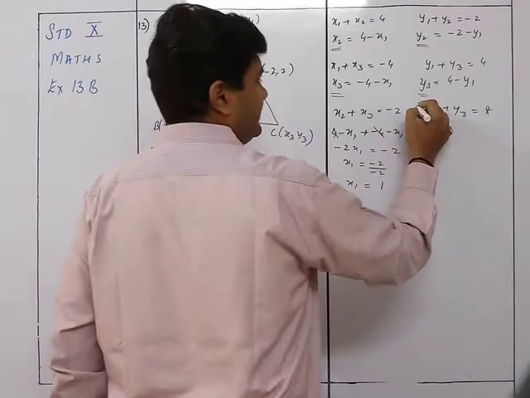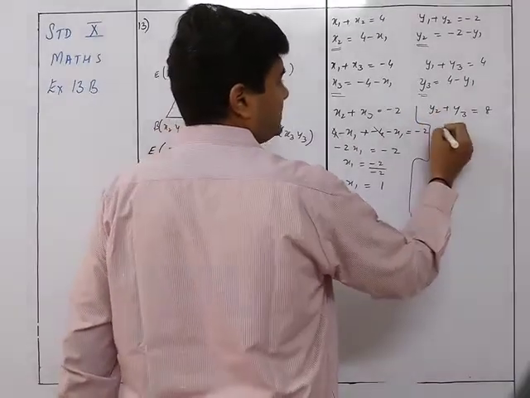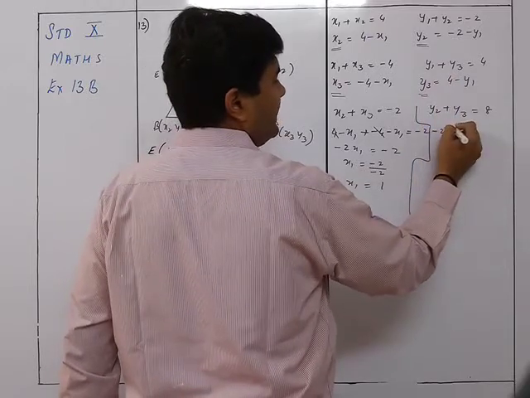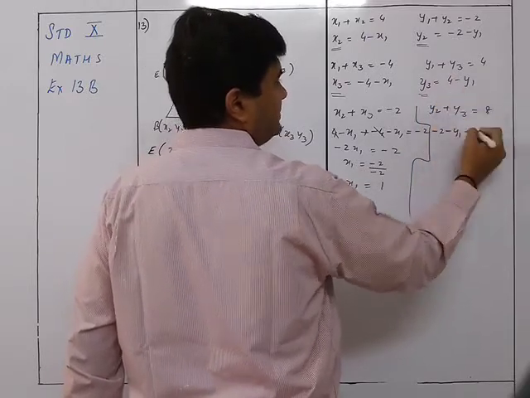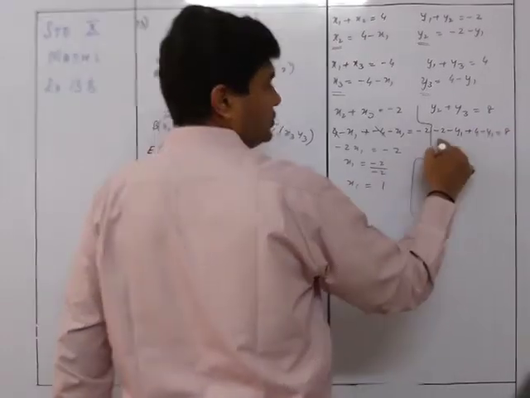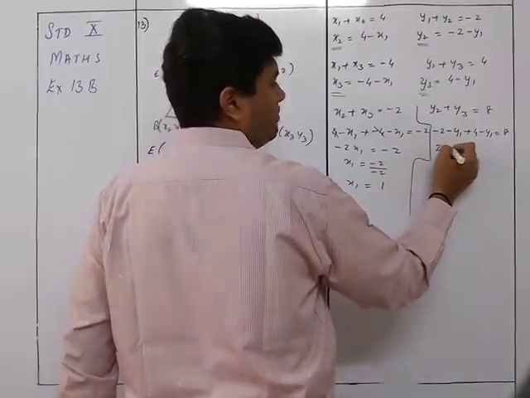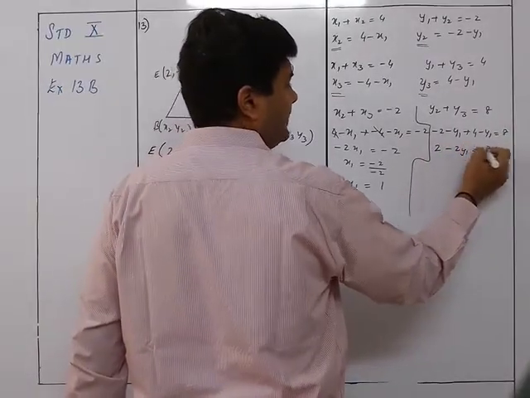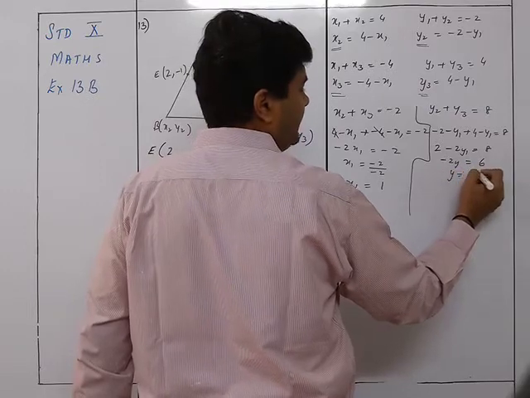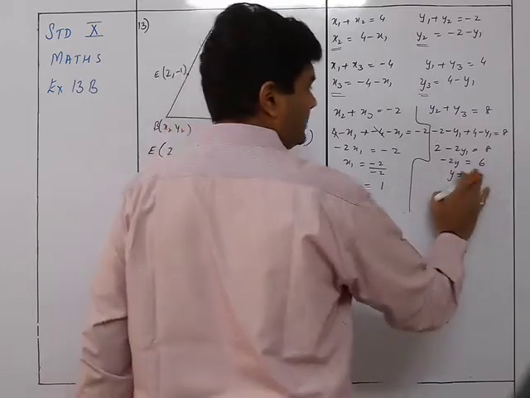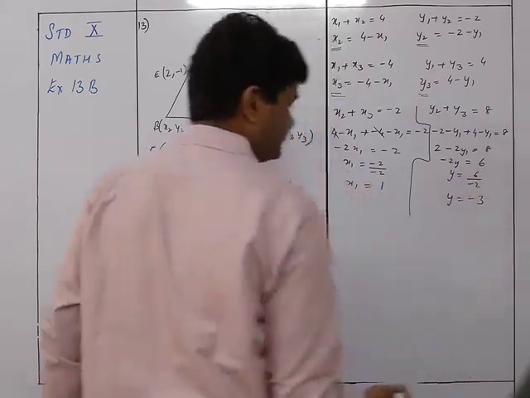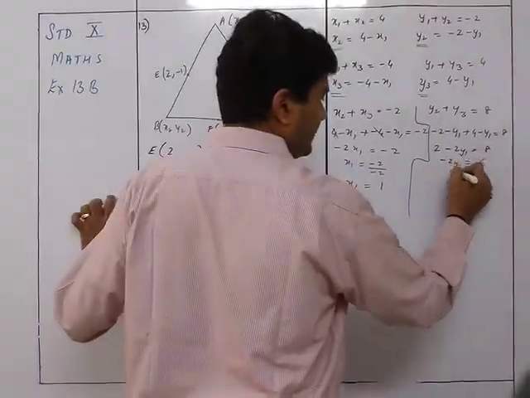Okay. Now let's see the next part. So y2 is nothing but minus 2 minus y1, plus this is 4 minus y1, is equal to 8. So this thing becomes 2 minus 2y1 is equal to 8, minus 2y1 is equal to 6, y1 is equal to minus 3. Sorry, y is y1.